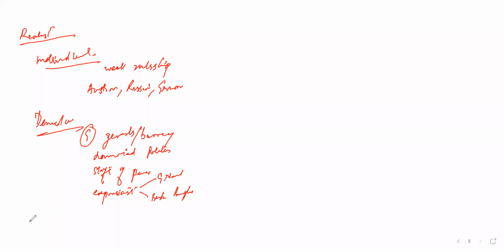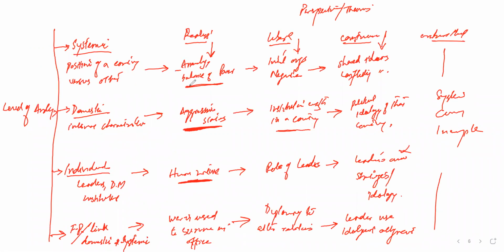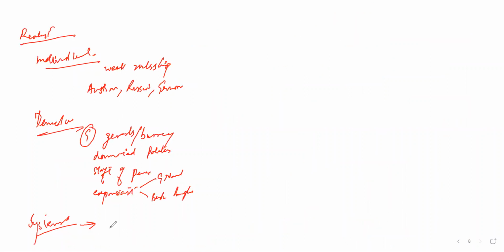Thirdly, at the systemic level, we would see, again, we'll come back to the chart, balance of power, anarchy. So we would see that states developed alliances, and those alliances certainly created a rigidity in European affairs.